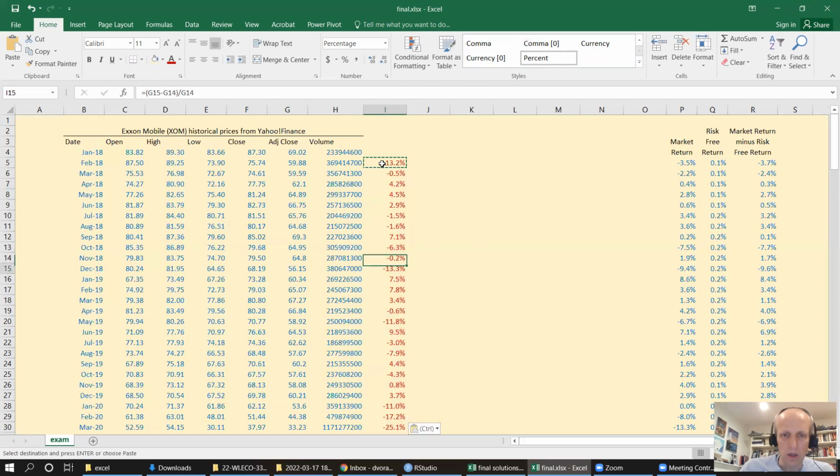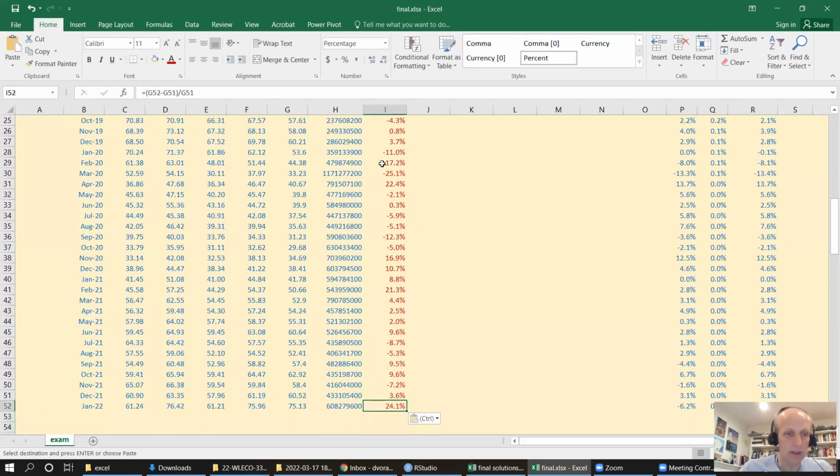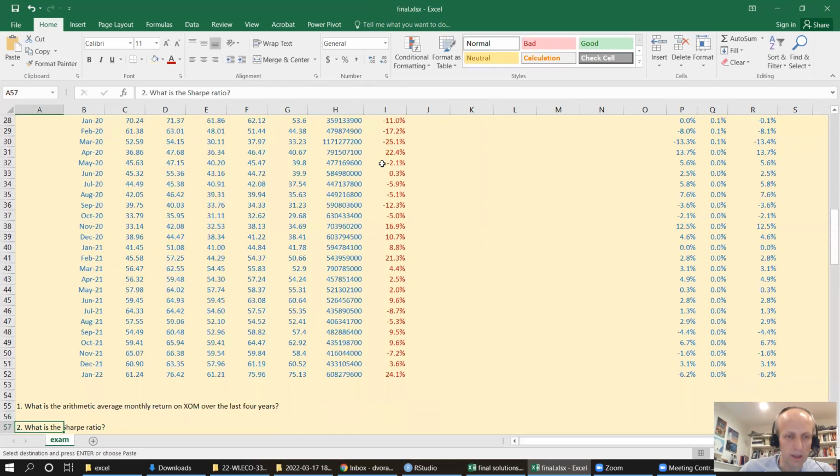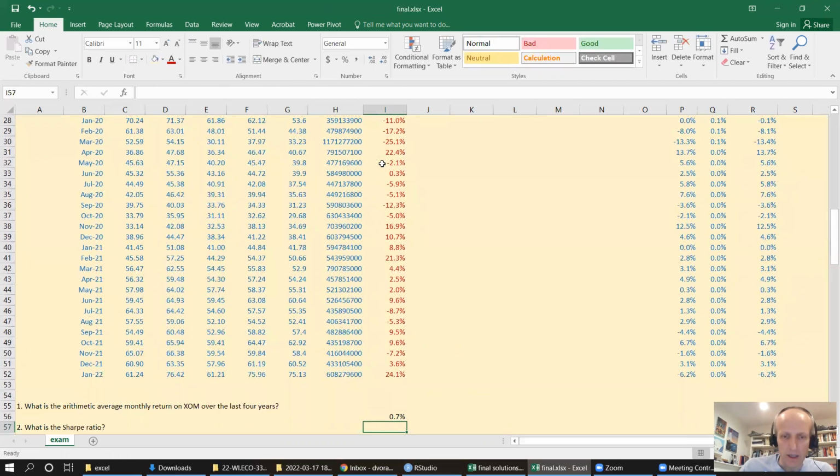And we can check this. Well, in January, Exxon did very well, had a return of 24%. What is the arithmetic average of this? Well, we can easily calculate that. Average of all these numbers is 0.7% per month. What is the Sharpe ratio?